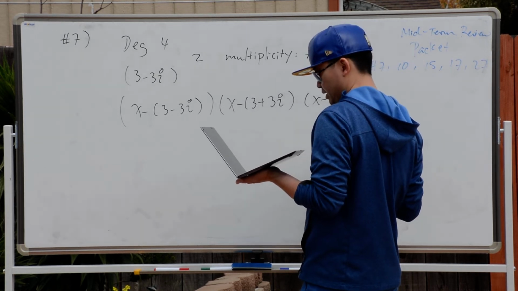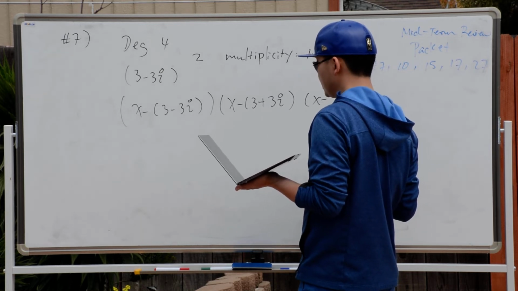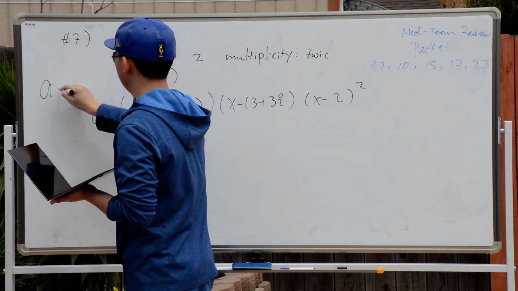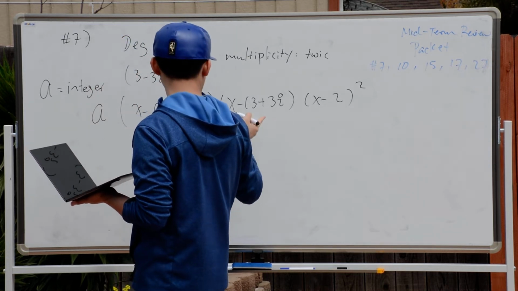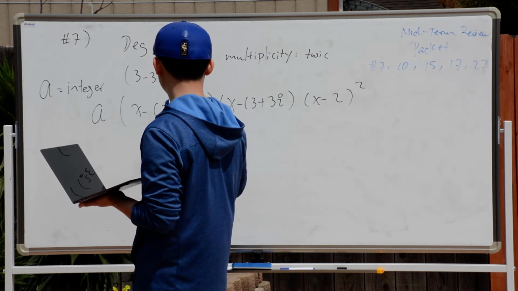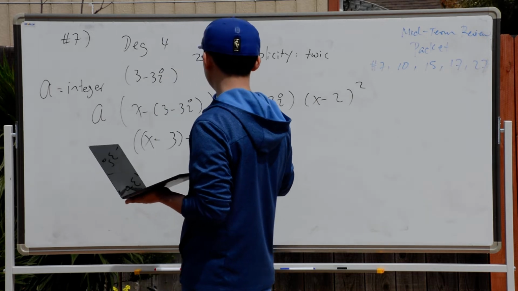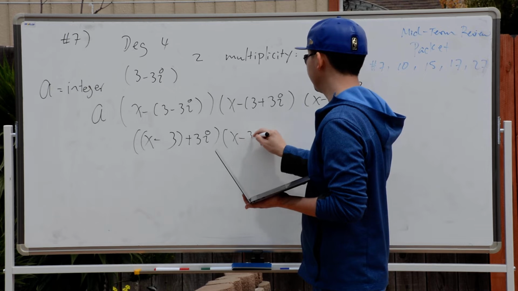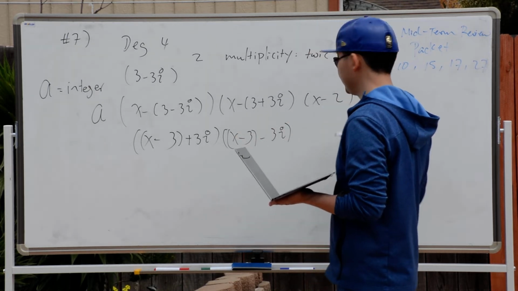And also this one, we do know that the coefficient is going to be an integer. So that means there's a here. So that one is going to be one of those integers. We'll find out. Okay, so first thing that you want to do, you want to regroup this. So it's x minus 3, and then plus 3i, because negative times negative is positive. And then this one, regroup them. So x minus 3, and then minus 3i. And this one is just x minus 2 quantity squared.